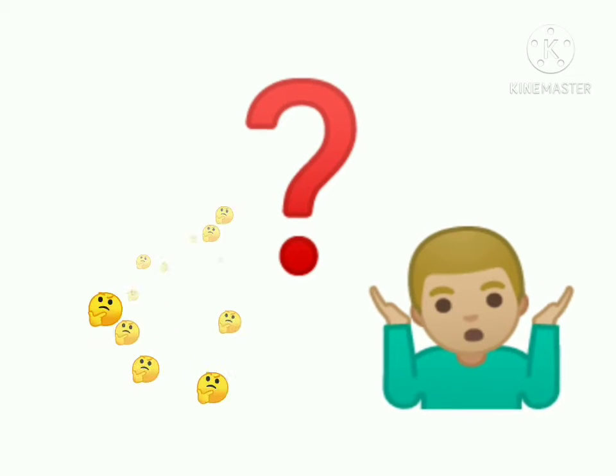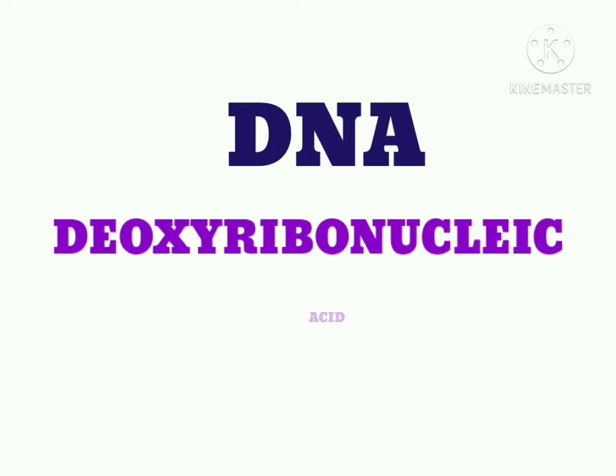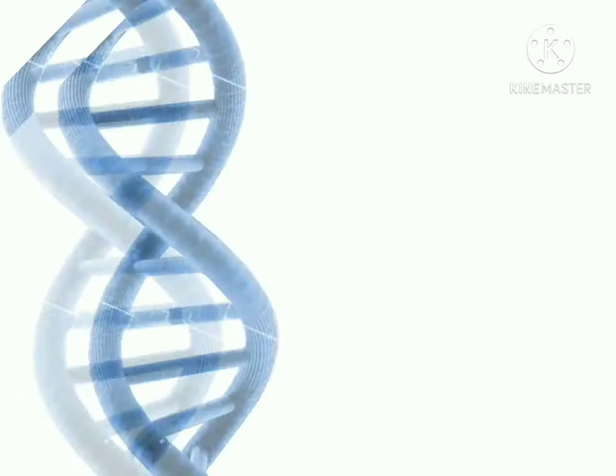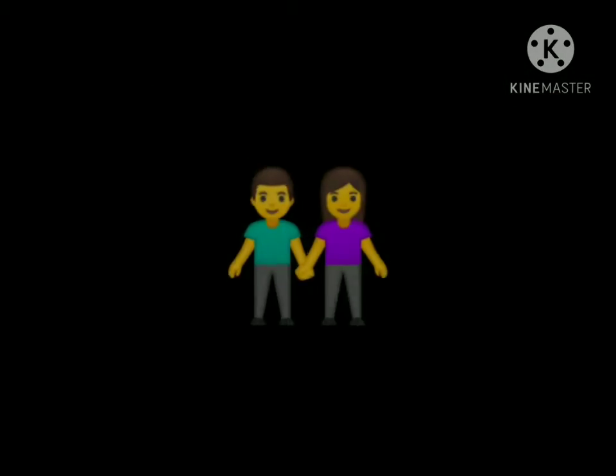But how? How does it happen? What is DNA? DNA, or deoxyribonucleic acid, is a blueprint of every living thing that exists on this planet. It is a recipe to make you and me.